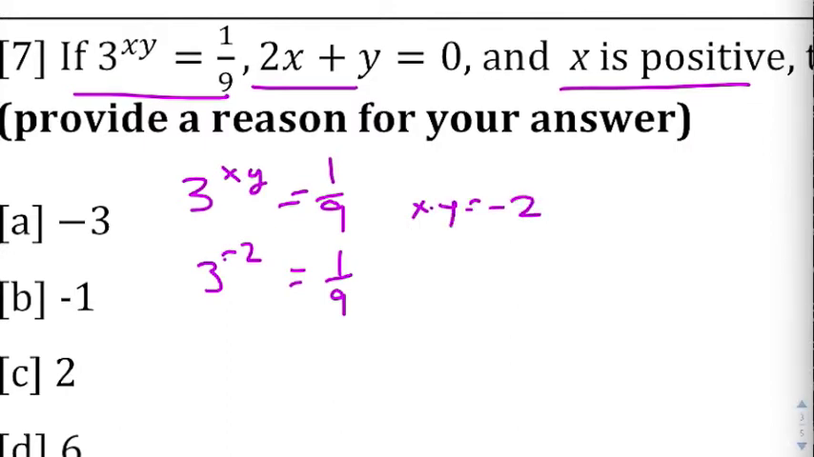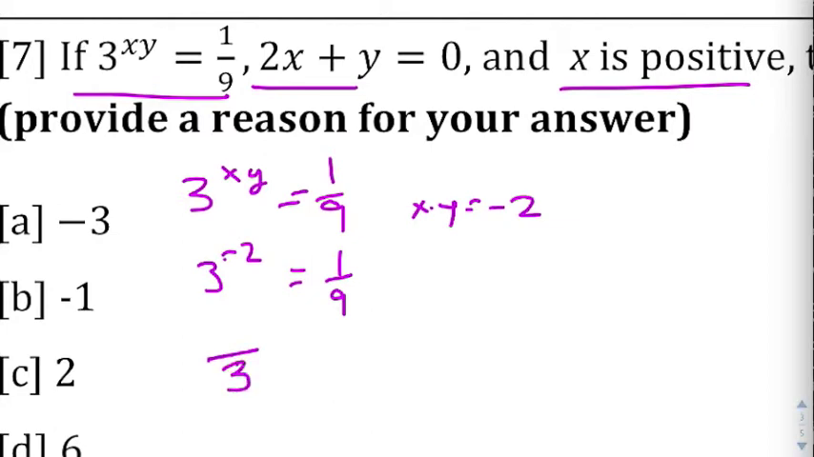Because if I want to make the left-hand side 1 over 9, that means 3 has to end up in the bottom of the fraction with 1 on top, and it's also got to be squared. So please recall exponent rules. The negative exponent means to move it to the other part of the fraction. In this case, it's going to be on the bottom.